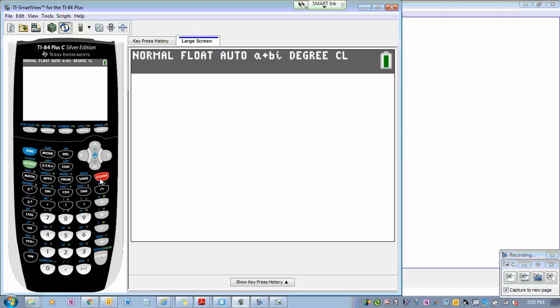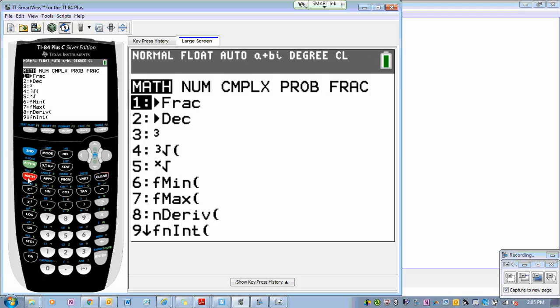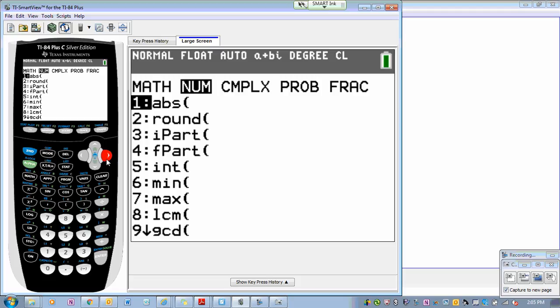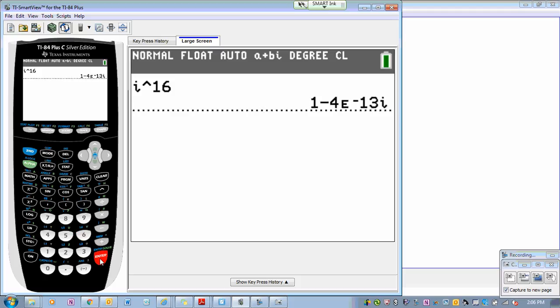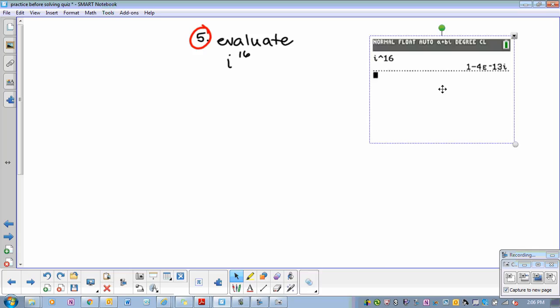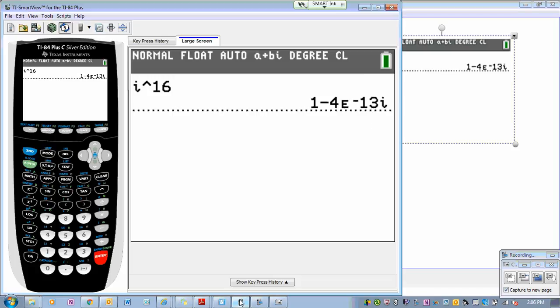So what you should do to make it a little bit easier, you should go to math, you should go to number, and you should go to the third option that says I part. Okay. And then it's i to the 16, and then you get 1. But say I didn't remember that because there's so much to remember, and I just went to i to the 16th power. Well, I get this weird thing, right? That's okay. I'll show you how to figure all this out.